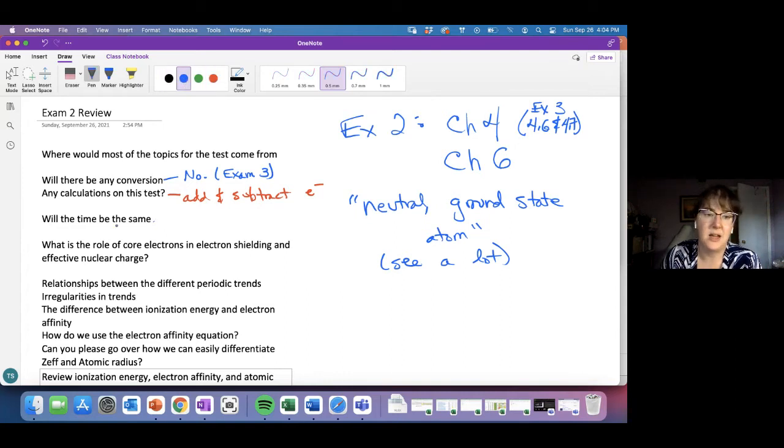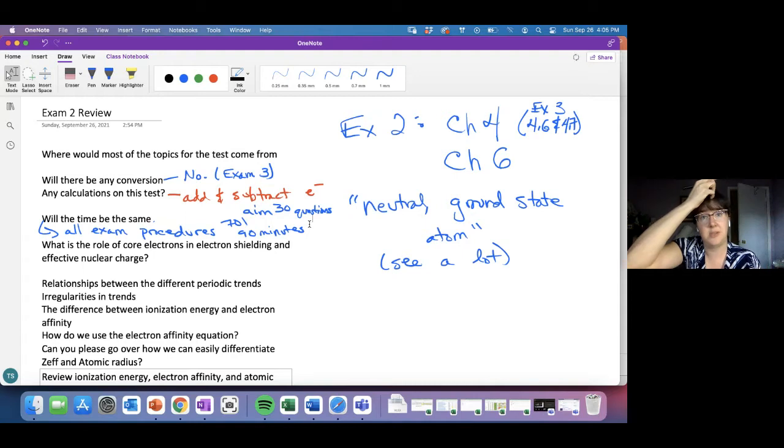Will the time be the same? Yes. Basically all of your exam procedures will be the same. You're still going to see the exam in section 701. You'll still have 90 minutes. We're still aiming for 30 questions. I don't know if y'all saw last time, but we wound up with like 27. But we aim for 30, and we'll see how far we actually get. All of that is going to be the same, so a lot of the things that y'all experienced in that first exam, we will maintain and keep the same.